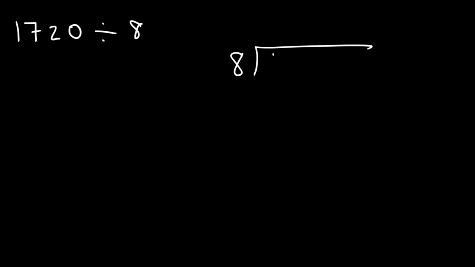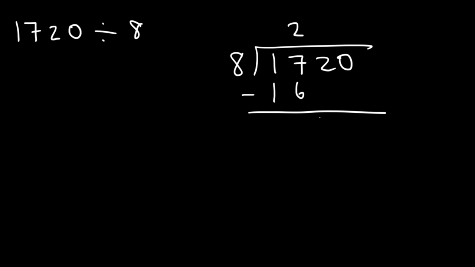So let's try an example with a larger number. Let's divide 1720 by 8. Go ahead and take a minute and try this particular example. So first, let's rewrite it. 8 doesn't go into 1 because 8 is larger than 1, but 8 can go into 17. 8 times 2 is 16, and that will leave a remainder of 1.